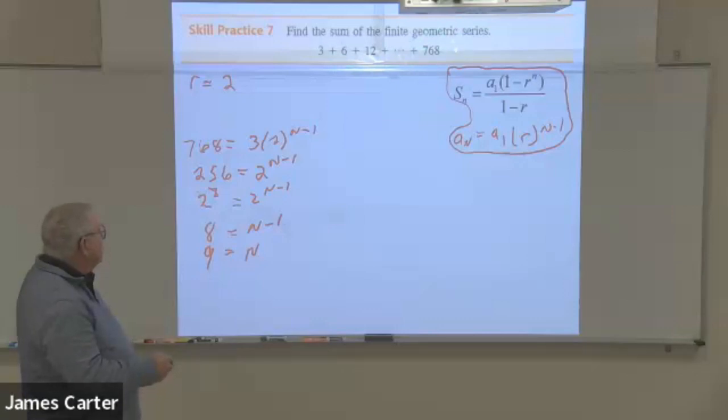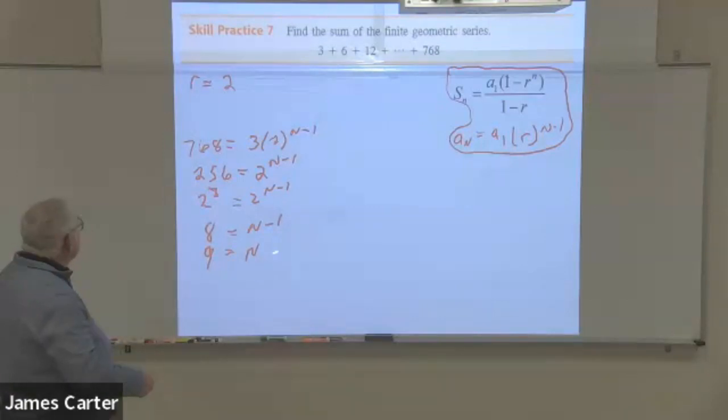You don't know what that nth term is, its term number. So we've got to go through this business to figure it out. 768, I'm using the formula. 768 equals 3, the first term, times the common ratio: 3 times 2 is 6, 6 times 2 is 12, and so on, or 6 divided by 3 is 2, 12 divided by 6 is 2. I've got those 2, and then I've got my n minus 1.